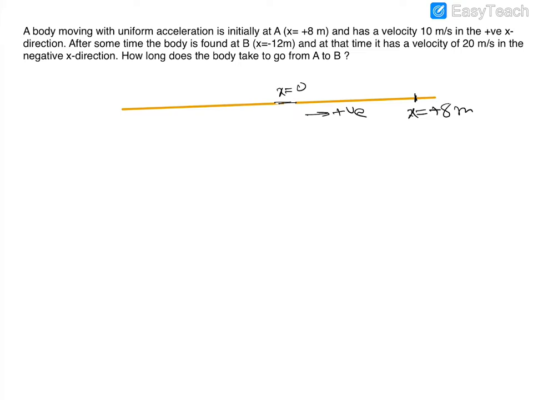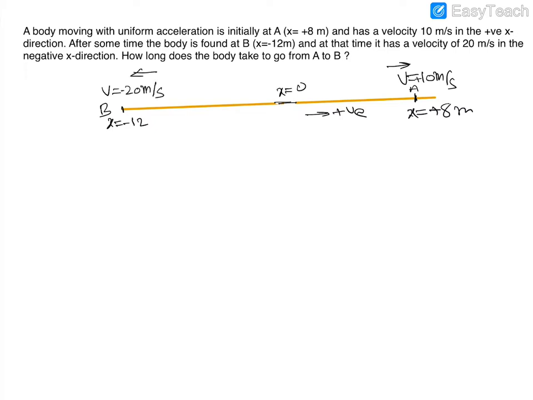is 10 meters per second in the positive x direction. So v is equal to 10 meters per second, and it is in this direction, so this velocity is positive. Okay, and you are told that this is point A, and at point B the body is at x equal to minus 12. So this is your point B, and the velocity here, I'll call v, is 20 meters per second in the negative x direction.